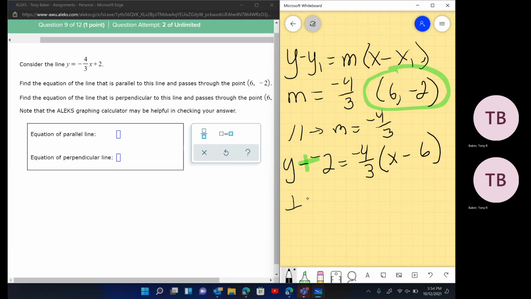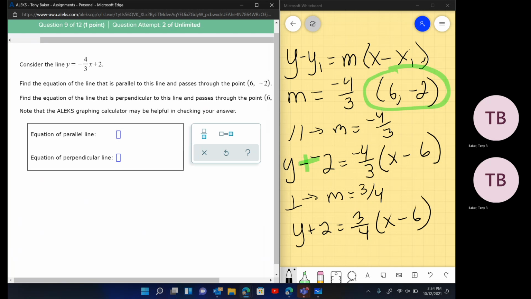And then my perpendicular one, my slope is what? 3 over 4. So I've got y plus 2 equals 3/4 x minus 6. And again, they do switch parallel and perpendicular, so do make sure you read the problem and put them in the right spot. Normally, if you screw that up, it will tell you it looks like you reversed the 2, but it'll still mark it wrong.